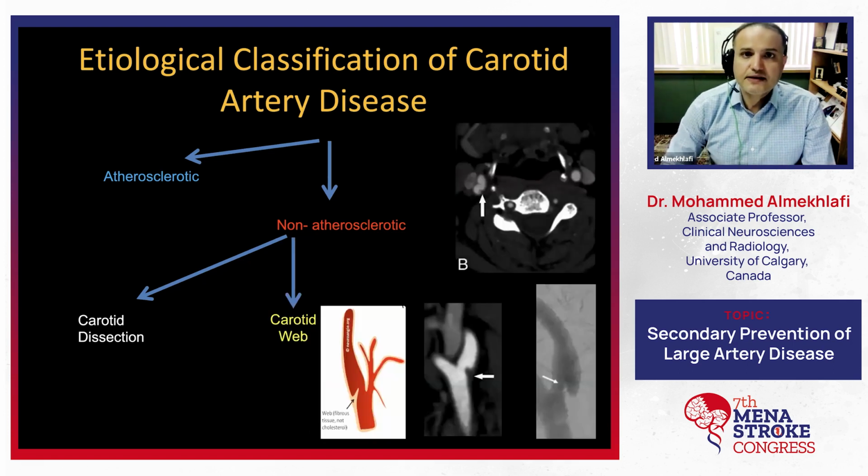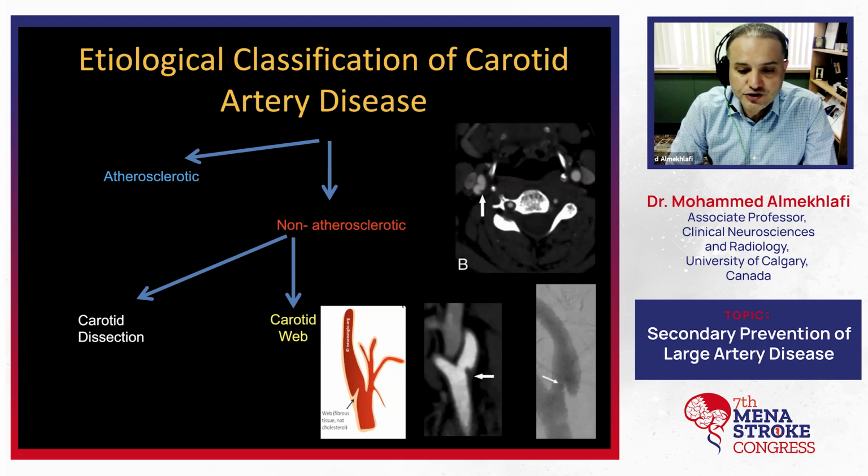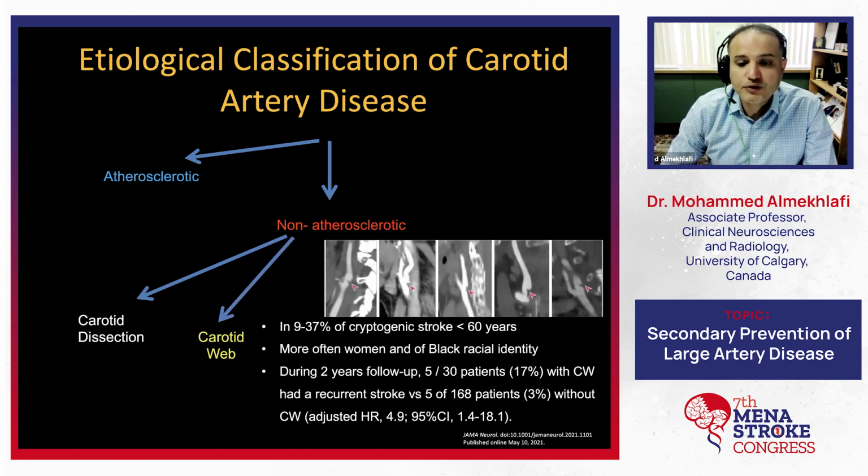Carotid webs are an emerging new concept that I wanted to highlight in this slide and bring to your attention. This form is thought to represent an intimal variety of fibromuscular dysplasia in which there is a fibrous band protruding into the lumen of the carotid artery. This entity is noted in up to 1/3 of patients with cryptogenic stroke, less than 60, more often in women of Black racial identity.